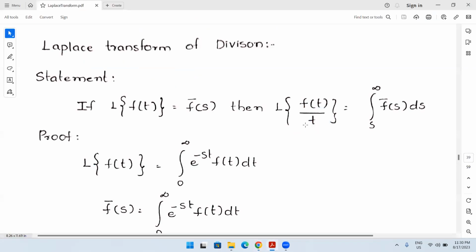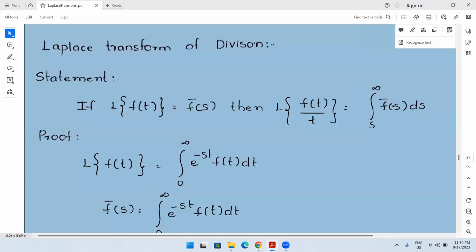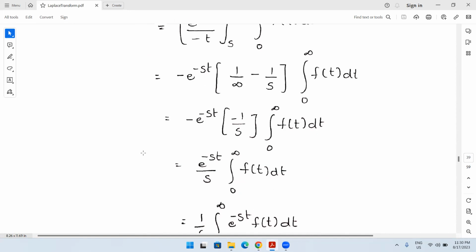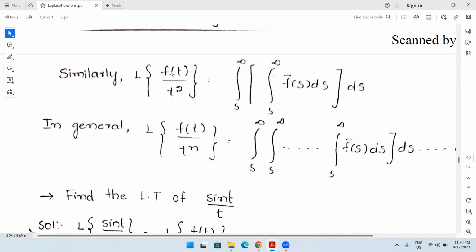Now, in the previous video, we have seen multiplication by t. Single t, we differentiate one time. t square, we differentiate two times, like this. Here, division by t, we integrate only one time: integral s to infinity, remember the limits, f bar of s ds. If it is division by t square, we have to integrate two times, a double integral. So f of t by t square is the double integral from s to infinity, s to infinity, of f bar of s ds ds. So we integrate f bar of s two times. If it is division by t power n, we get n times the integration.